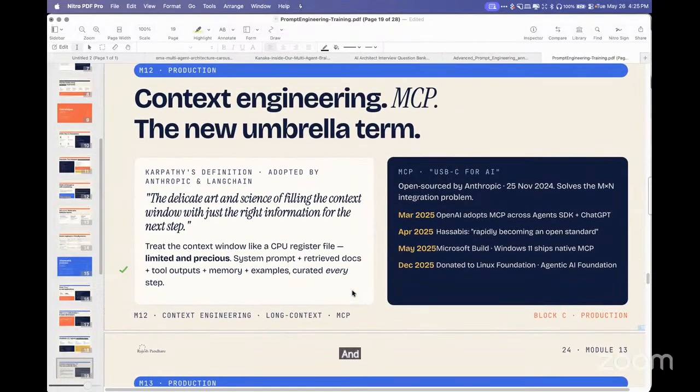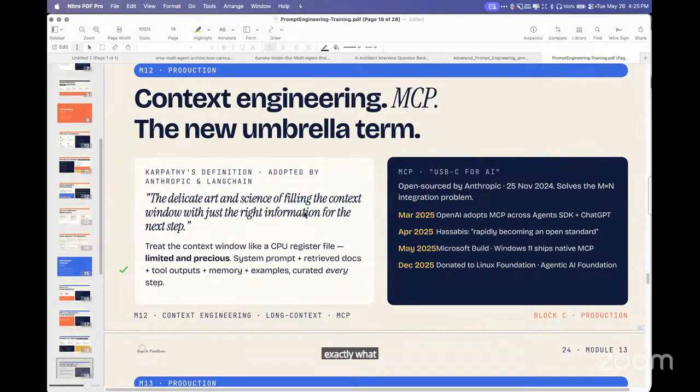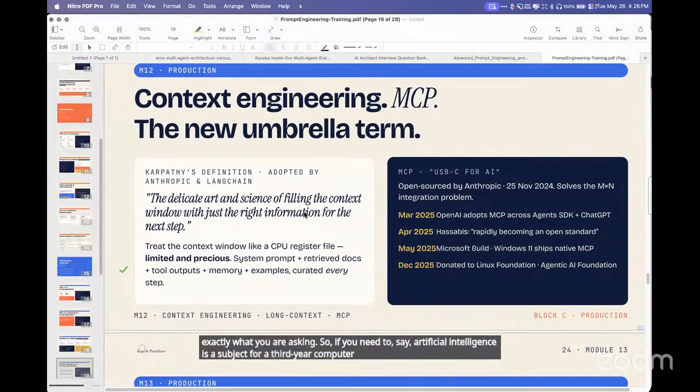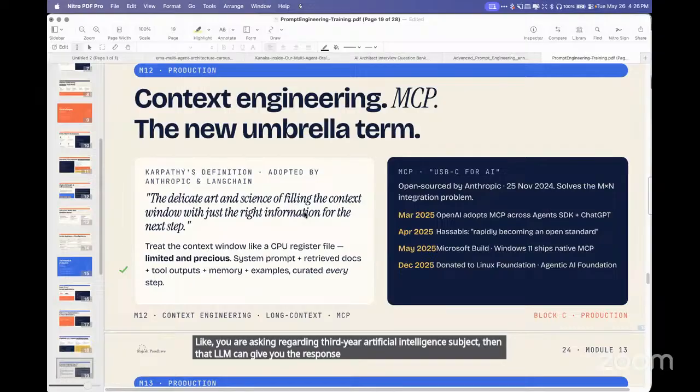And context engineering is like, you need to provide a proper context to an LLM regarding your work, because the LLM doesn't know what you are asking if you are not giving the proper information regarding exactly what you are asking. For example, artificial intelligence is a subject for third year computer engineering as well as second year computer engineering. So both have an artificial intelligence subject. But if you don't give the context to the LLM, like you are asking regarding the third year artificial intelligence subject, then the LLM can give you the response from the second year artificial intelligence also.